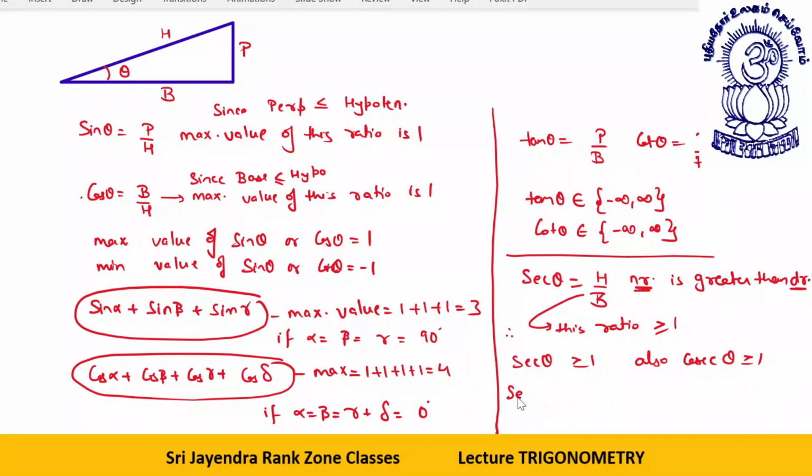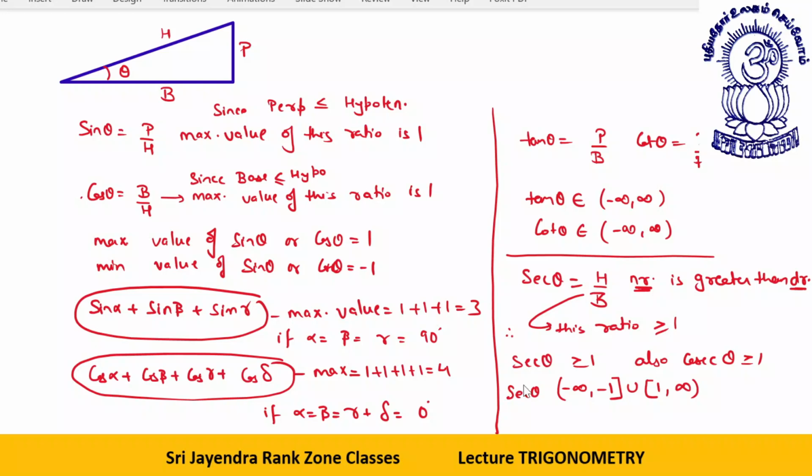Actually, sec theta belongs to a set. Dear students, it will be like this bracket. Sec theta will be minus infinity to minus 1, union 1 to infinity. It means sec theta could be 1 or more than 1. If negative angles are involved, which I will teach you in later chapters, it could be minus 1 to minus infinity. So sec theta is minus infinity to minus 1, union 1 to infinity.